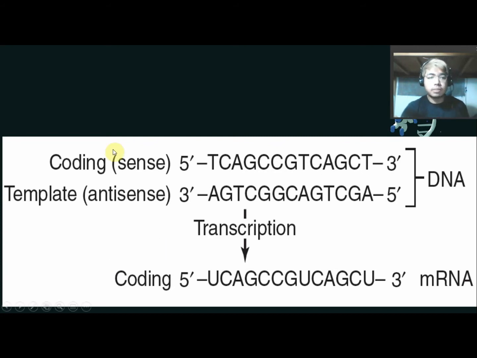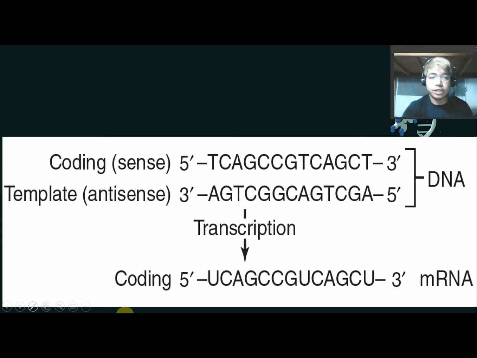Now remember that the coding strand of the DNA possesses the same orientation and direction as the coding strand of the mRNA. Coding strand or the sense is running from 5' to 3' direction. The coding strand of the mRNA, either pre-mRNA or mature mRNA, would always be 5' to 3', okay? We are going to read this from 5' to 3'. That would always be our coding strand for the mRNA, okay?